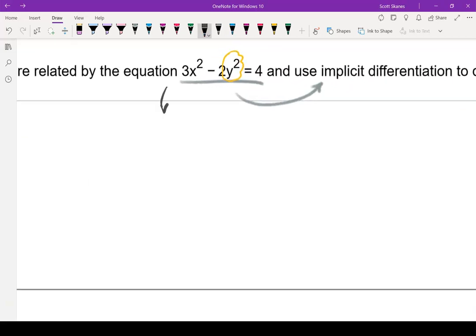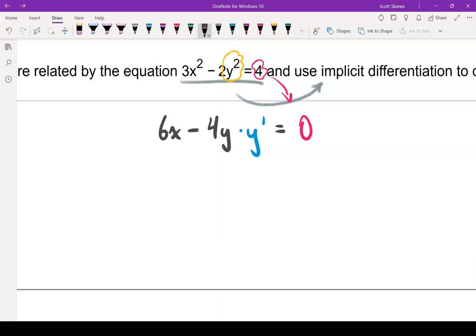So just get the derivative here, piece by piece. The derivative of 3x squared is 6x. The derivative of 2y squared is 4y, and it pops out a y prime because of the chain rule for implicit differentiation. And the derivative of a 4 is going to give us a 0, because derivatives of constants give 0.